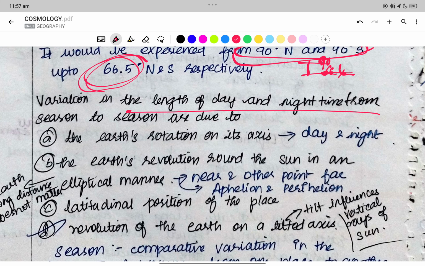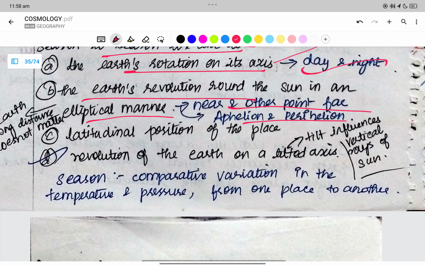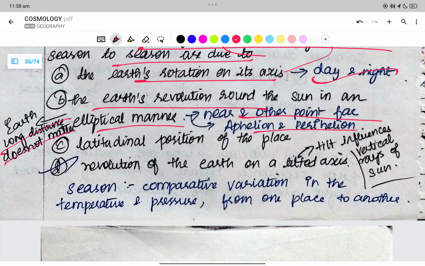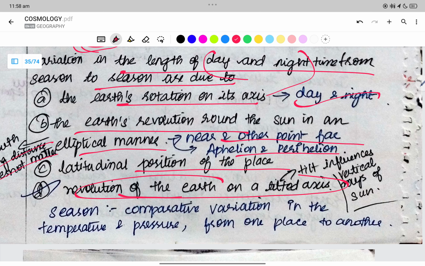Variation in the length of the day and night from season to season is not due to Earth's rotation on its axis, which is for day and night. Earth's revolution around the sun gives the nearest point and the farthest point, aphelion. Earth is at a long distance, therefore it doesn't matter. Latitudinal position doesn't matter. Revolution is along a tilted axis. Tilt is important. Tilt influences the vertical rays of the sun.